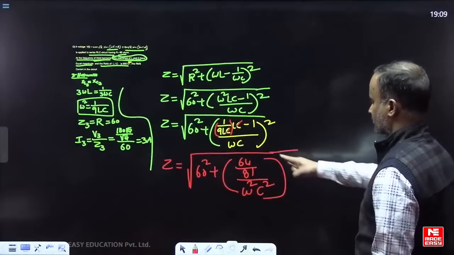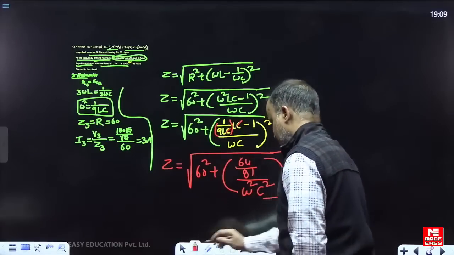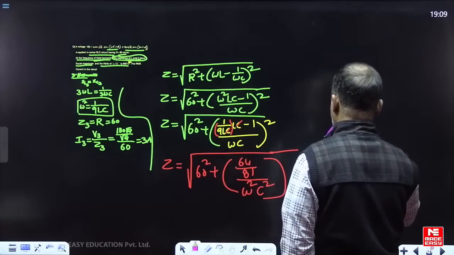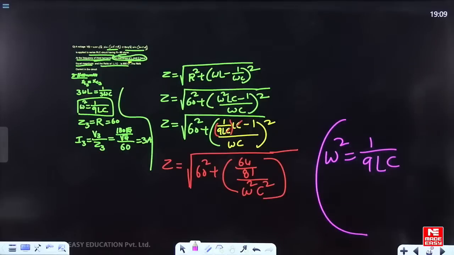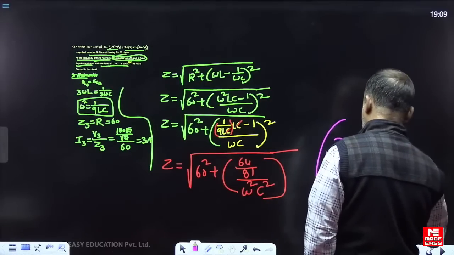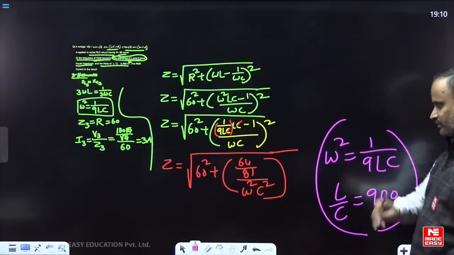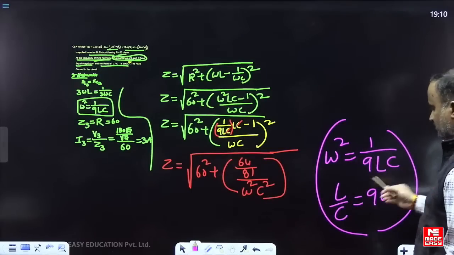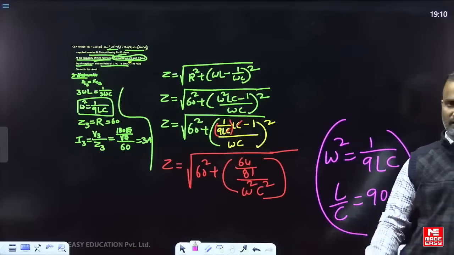If you do the square and simplify, we can write like this. Again, in the denominator also, in place of omega square, can I write 1 by 9 LC? In the question one more relation is given: L by C equals 900. First put 1 by 9 LC in place of omega square, then simplify. After simplifying, in place of L by C put 900.